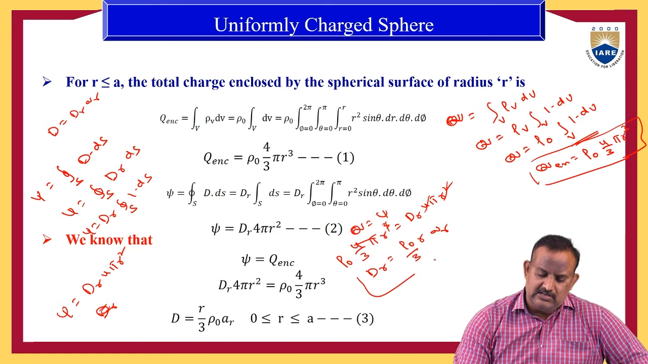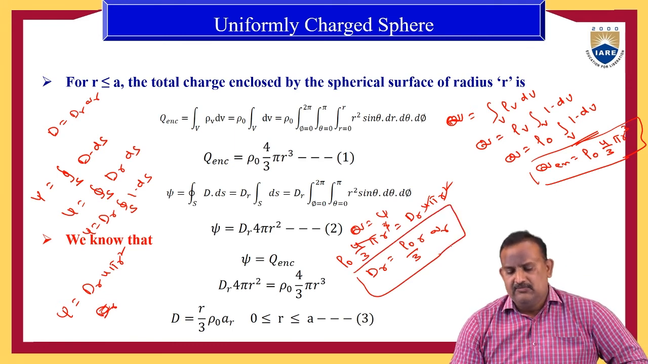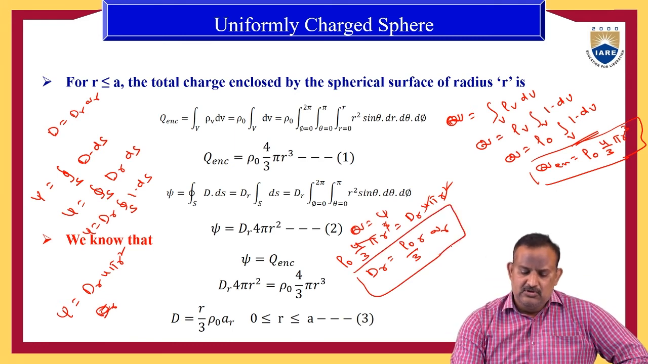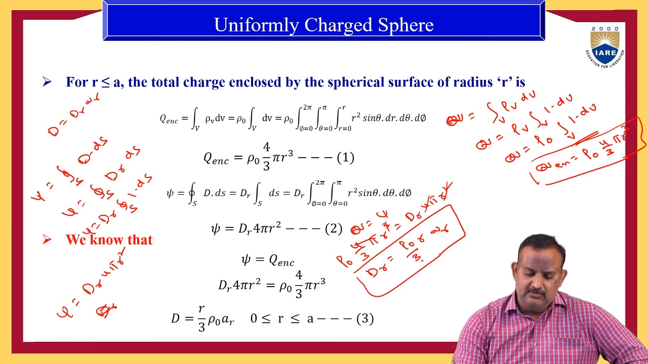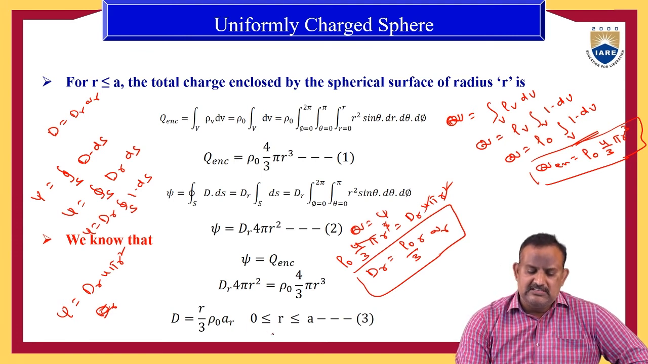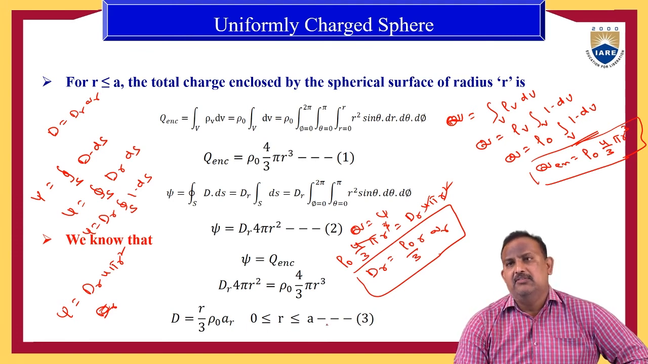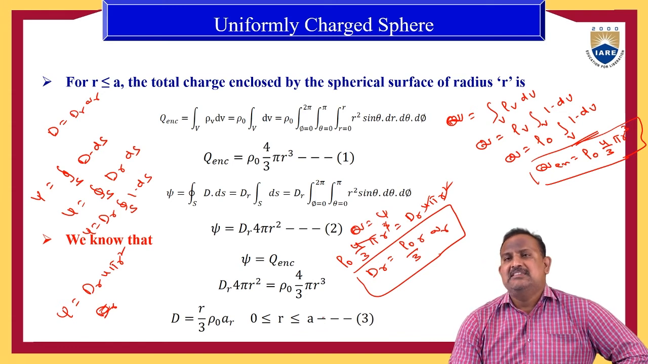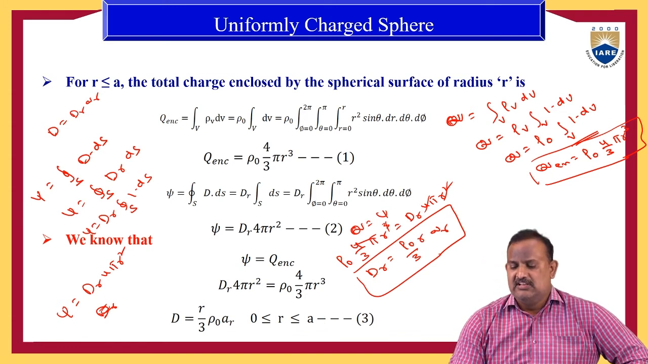Then we can write Dr is equal to rho naught by 3 into r into ar. So the electric flux density D is equal to rho naught by 3 into r into ar, where ar is the unit vector. This is for 0 less than or equal to r less than or equal to a, when the radius of the Gaussian sphere is less than the radius of the actual sphere.